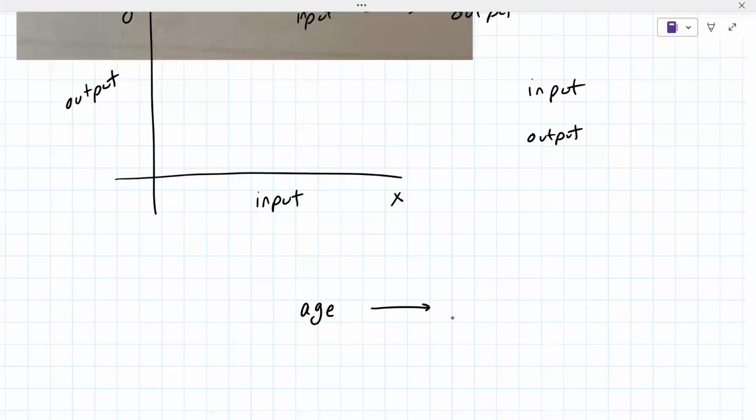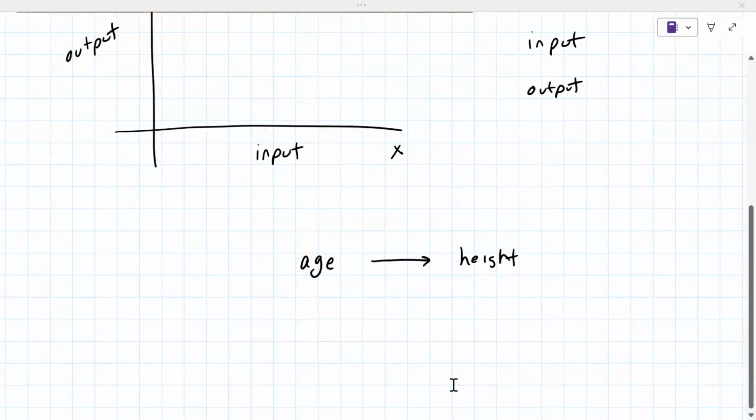Age and height? How does age affect height? As you grow older, you get taller. Exactly. Perfect. So that's kind of the thought there.